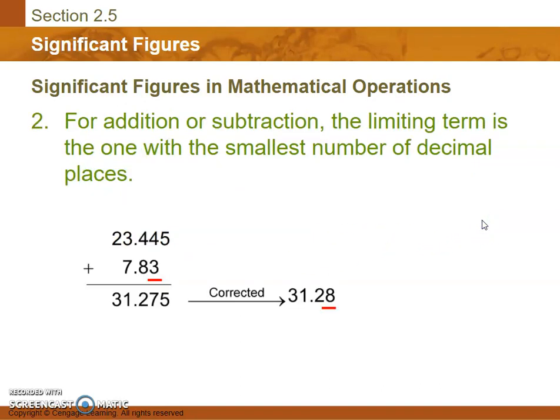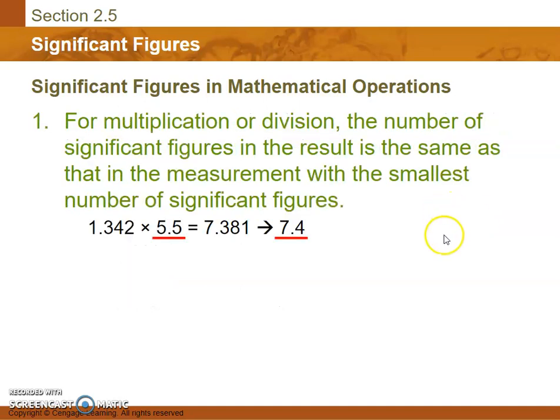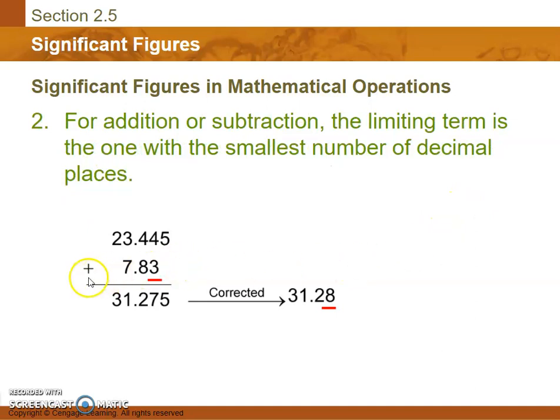For addition or subtraction, the limiting term is the one with the smallest number of decimal places. So here, our number with the fewest decimal places determines what place we round to. So 7.83 has 2 decimal places, whereas 23.445 has 3. So we will round to 2 places after the decimal. We do our calculation, but we need to round to 2 places after the decimal, so we do our rounding and we get 31.28.